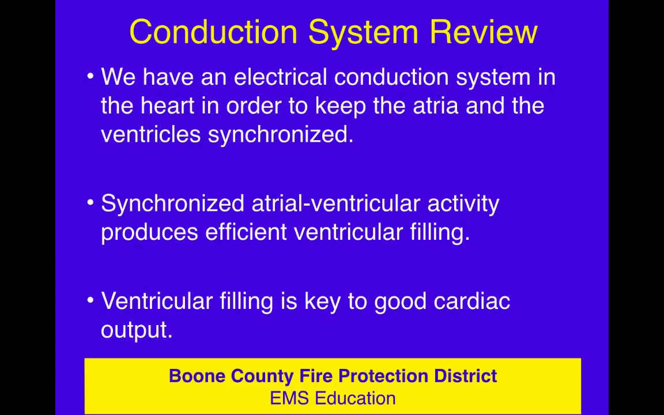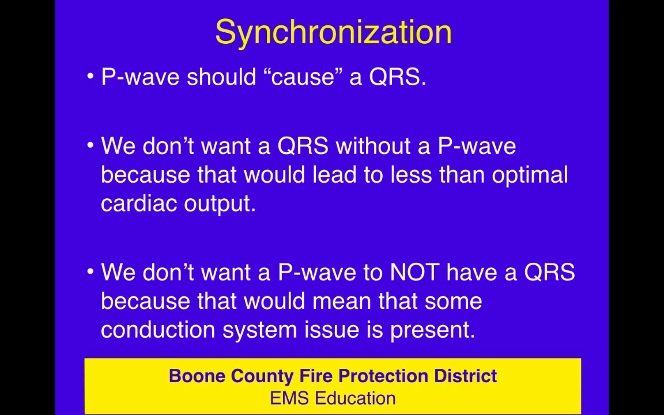So P waves are about conduction, so a conduction system review seems to make sense. Remember that we have an electrical conduction system in the heart because we need the atria and the ventricles to be synchronized. The way we synchronize their contraction is with the electrical conduction system, so the atria contract first, stretch and fill the ventricles to the max, and then the ventricles contract, and the conduction system allows that to happen.